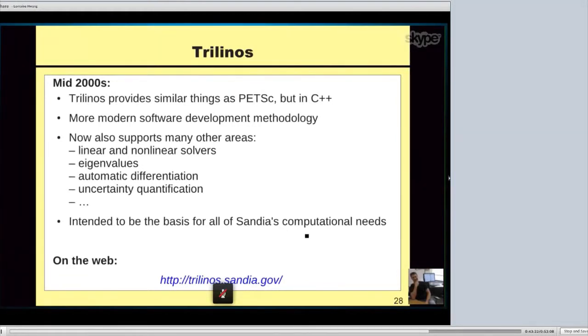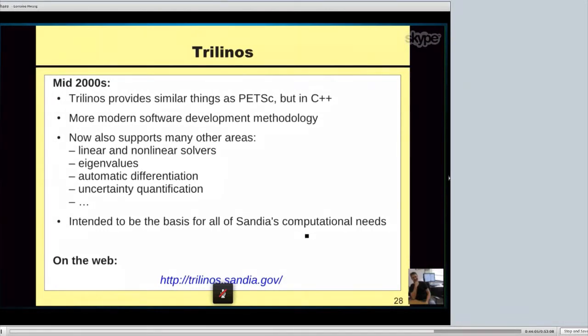Trilinos originally did similar things as PETSc, except that it was written, I don't know, 5 or 8 or 10 years later. And so it's written in a much more modern software methodology. It's written in C++, for example. It's written as independent packages that you can use independently. So it's much more modular, for example, than PETSc is.